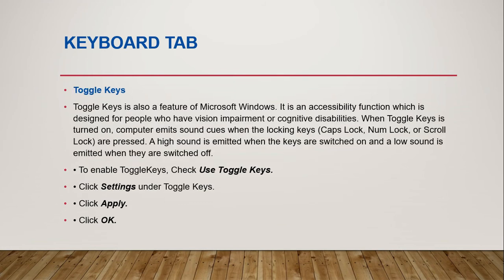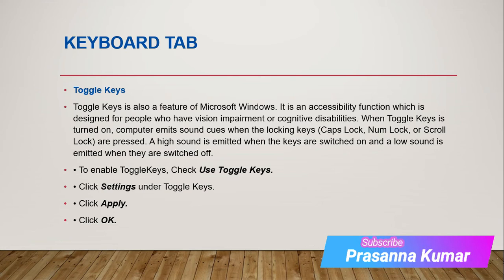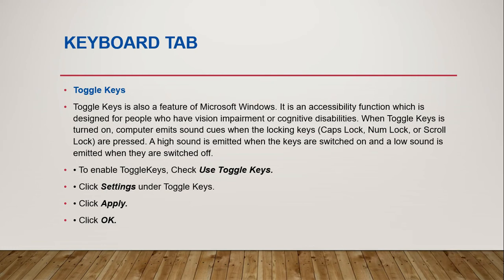The third one in the keyboard tab is toggle keys. What is that? Toggle keys is also a feature of Microsoft Windows. It is an accessibility function designed for people who have vision impairment or cognitive disabilities. When toggle keys is turned on, the computer emits sound cues when the locking keys, caps lock, num lock, or scroll lock are pressed. A high sound is emitted when the keys are switched on, and a low sound is emitted when they are switched off.